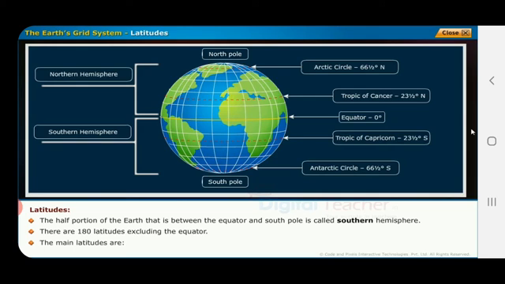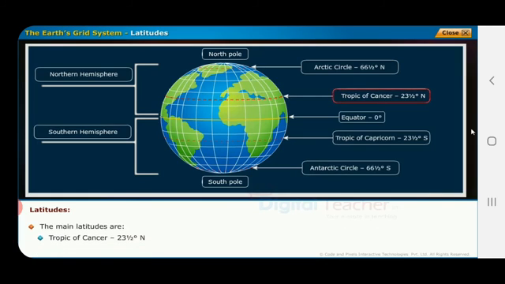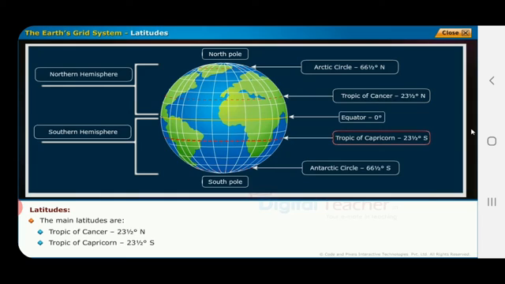The main latitudes are Tropic of Cancer, 23.5 degrees north. Tropic of Capricorn, 23.5 degrees south. Arctic Circle, 66.5 degrees north. Antarctic Circle, 66.5 degrees south.